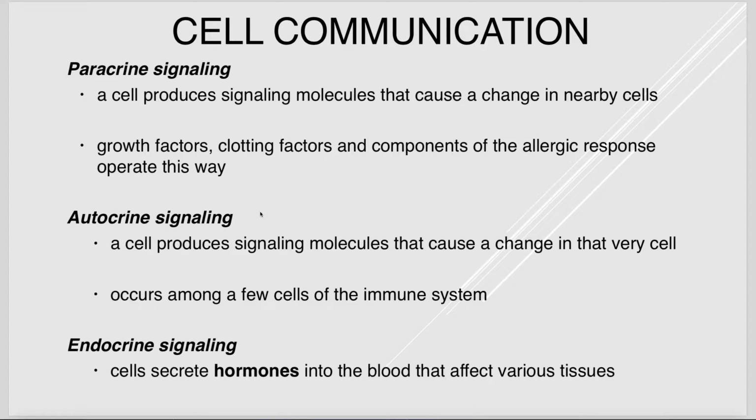Autocrine signaling is when a cell produces a signaling molecule that will affect itself. And this is pretty rare, but you see it a little bit in the immune system, especially with T cells and things like that. Endocrine signaling is when these signaling molecules are released into the blood, and these are called hormones. And these are going to affect tissues in distant sites. And we'll talk about all of the endocrine system in a couple of lectures.